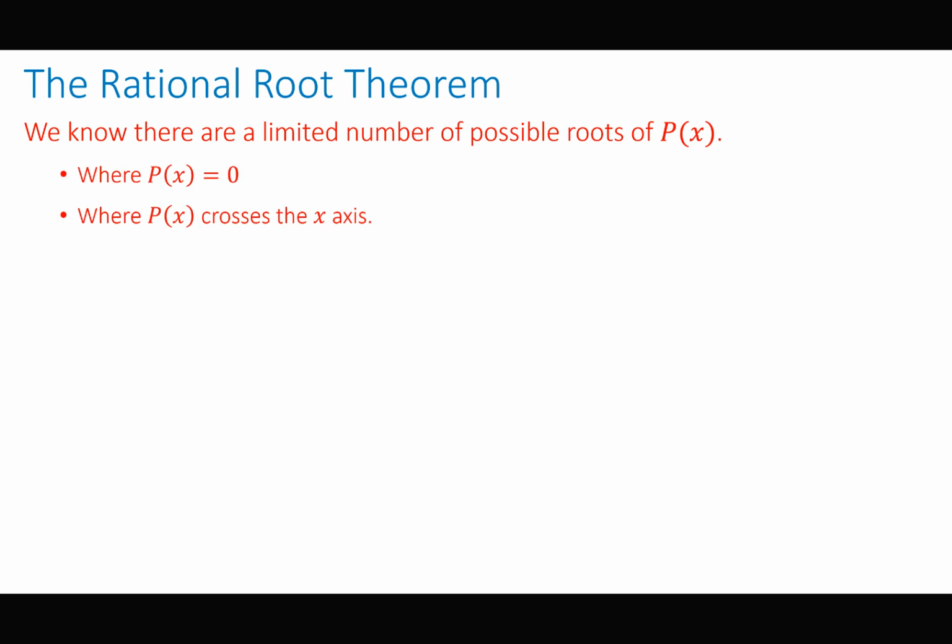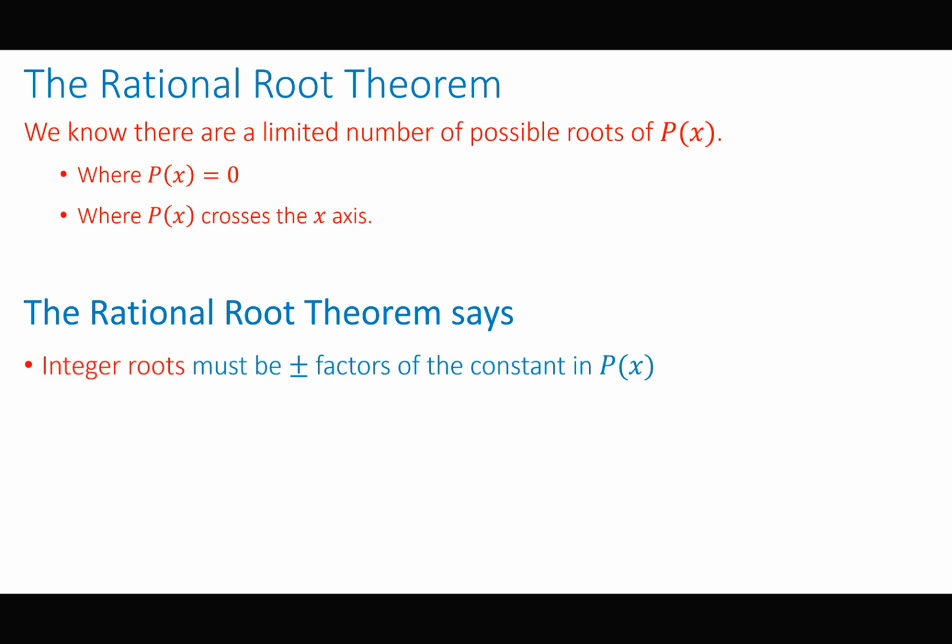And those roots, again, are where the polynomial is equal to 0. So I put an x value into some polynomial function, and I get 0 as an output. That's the same thing as where it crosses the x-axis. So with these roots, we're trying to figure out where it's crossing the x-axis. That brings us to the rational root theorem that we're going to work with.